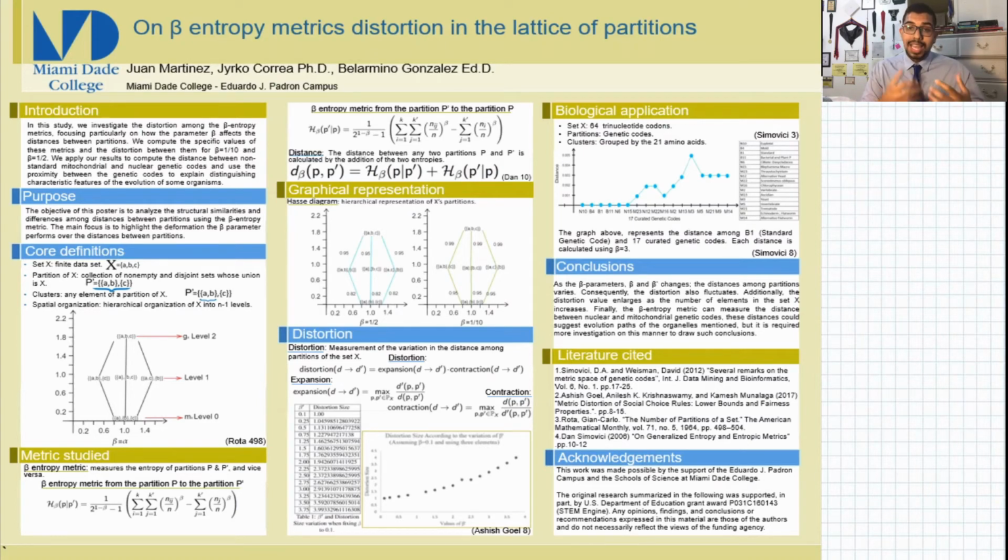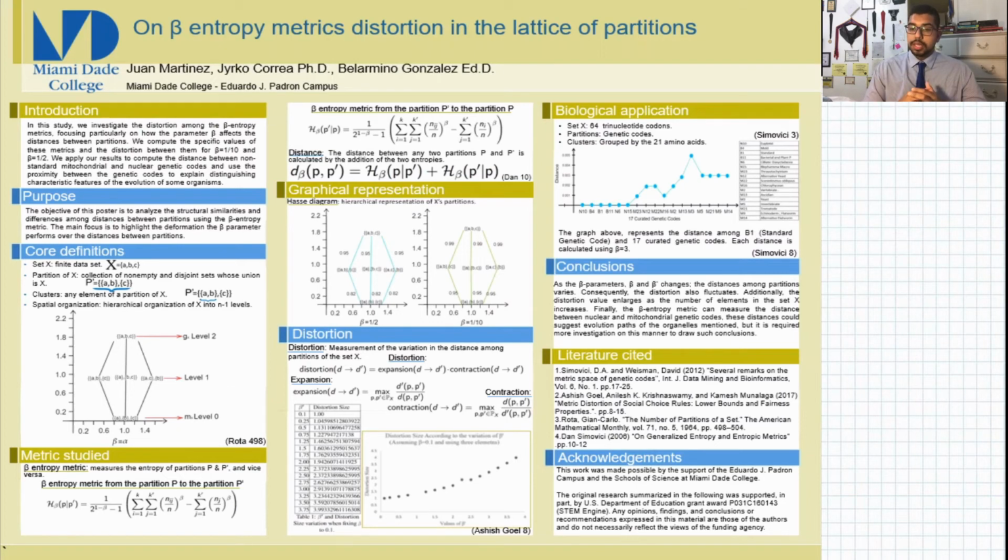In the biological application of this topic, we can create a set X being the 64 trinucleotide codons, the partition being genetic codes, and the clusters being grouped by 21 amino acids. And here we compare the distance between the standard genetic code and 16 other genetic codes. In this case, we can see that the group of mitochondrial codes are the ones that showcase the greatest distance from the standard code. And this might suggest that the mitochondrial genetic code had a different evolutionary pathway than the nuclear codes did. But in order to make such a conclusion, further investigation should be done on the topic.